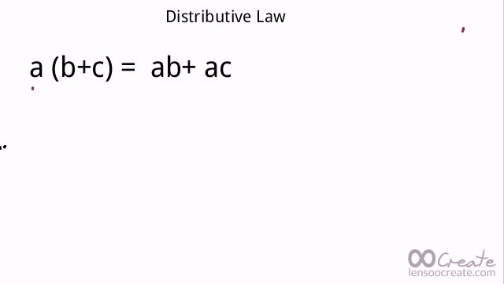We're going to take A and multiply it by B. We're going to get AB. Then we're going to take that same A and times it by C. And notice we get AC.